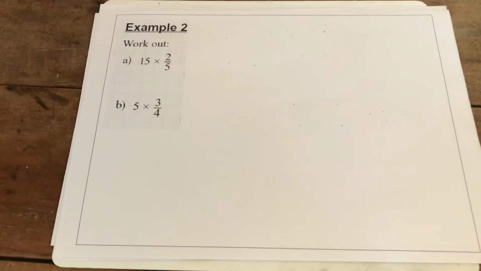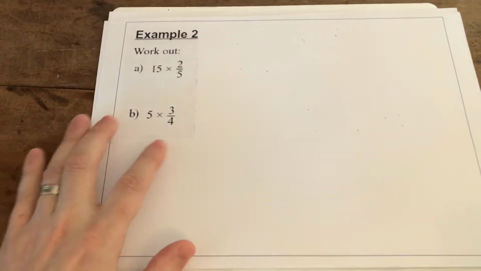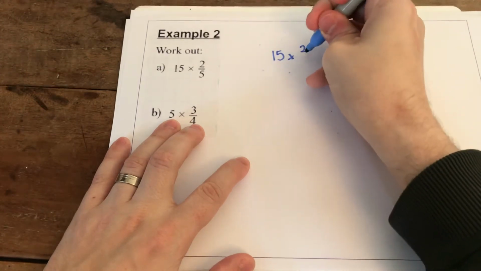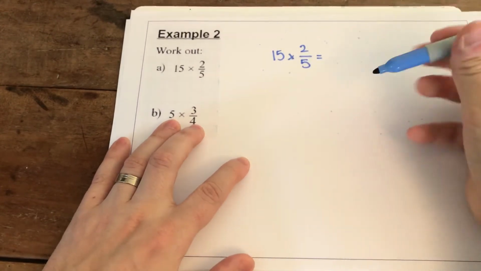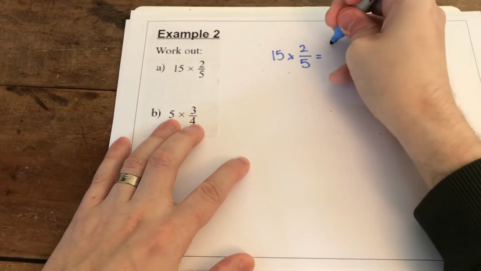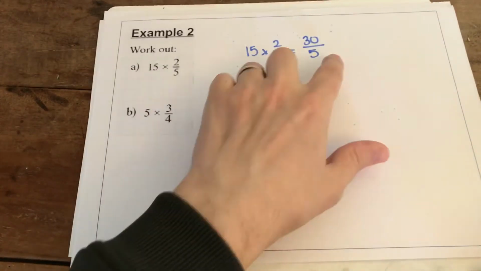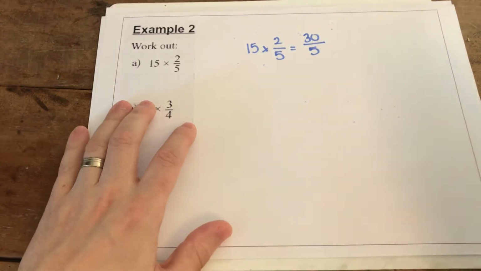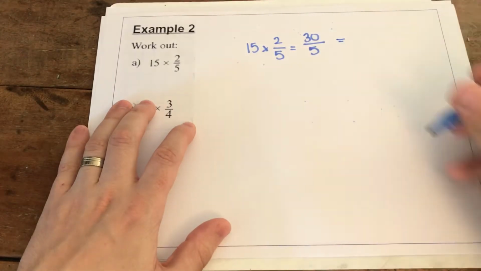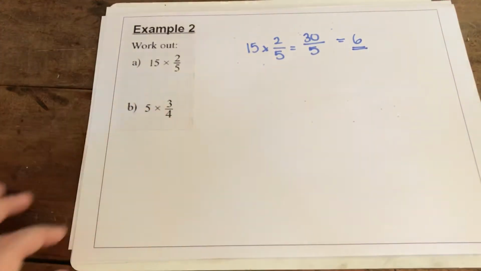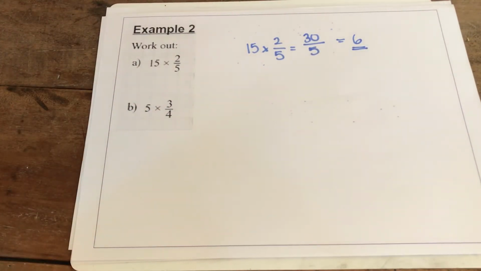When our numerators are bigger than 1, we do exactly the same thing. So if we have a look at this question, we go 15 times 2/5. We go 15 times 2 is 30. We put that over 5 because it stays as our fraction. And then we say 30 divided by 5, and that gives me my answer of 6. And that's all we have to do for that.